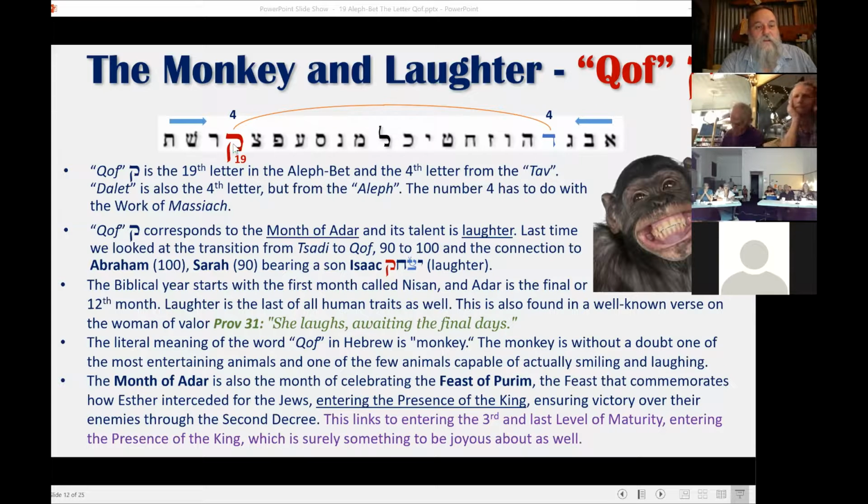And looking at the Goof and the Tsadik from the previous study, Tsadik is 90, Goof is 100. Abraham was 100, Sarah was 90. So Abraham represents the Goof, Sarah represents the Tsadik, and when they connected at those ages, they brought forth Isaac, which was laughter, that confirms the month of Adar that corresponds with the Goof. So now we have a second strand that confirms the same concept of laughter from another angle, just looking at numbers.